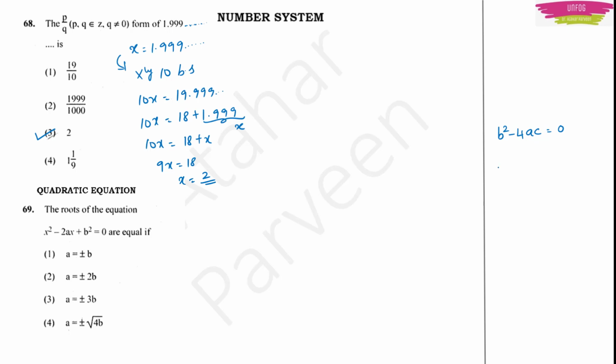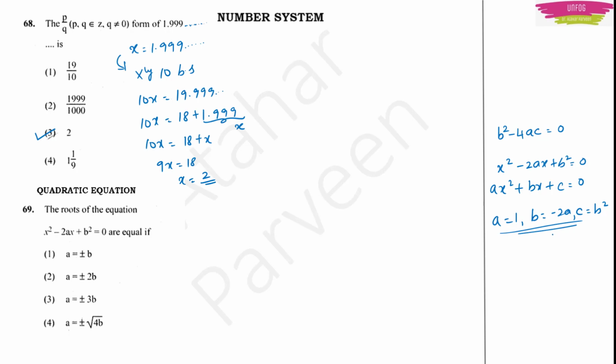Now the equation which they have given is x square minus 2ax plus b square is equal to 0. Compare it with the standard quadratic equation, ax square plus bx plus c is equal to 0. If you compare, you get that a will be equal to 1 from the equation given in the question, b will be equal to minus 2a, and in place of c you have b square here. So once you write like this, then only your answer will be correct.